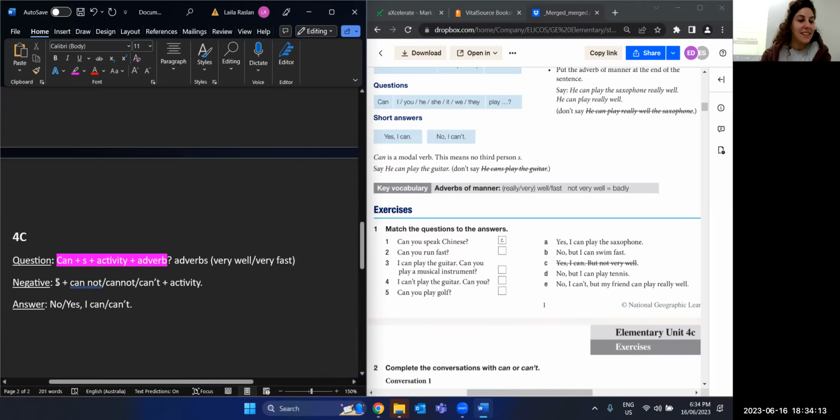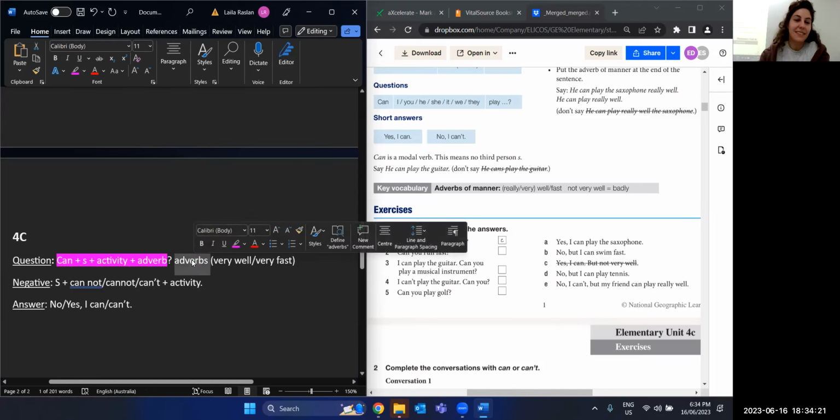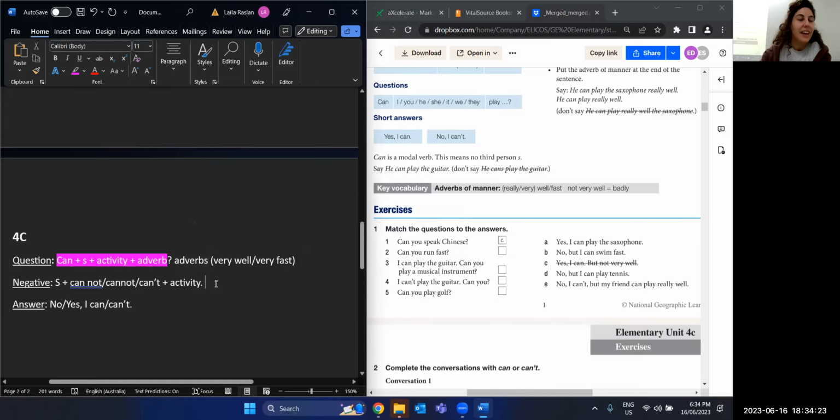Or you can make a sentence. I cannot dance very well. Or I dance very badly. You can even say, I dance not very well. Okay, Odilon to Letizia. Can you?